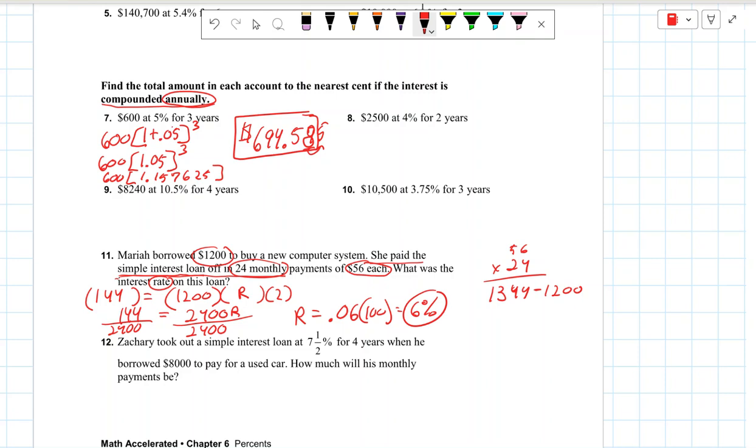So as long as you use the formula from the notes, I is equal to PRT, listen closely in the word problems and see which one they give you. They might give you the I, the P, the R, or the T. One of them will be missing. You'll have to find.